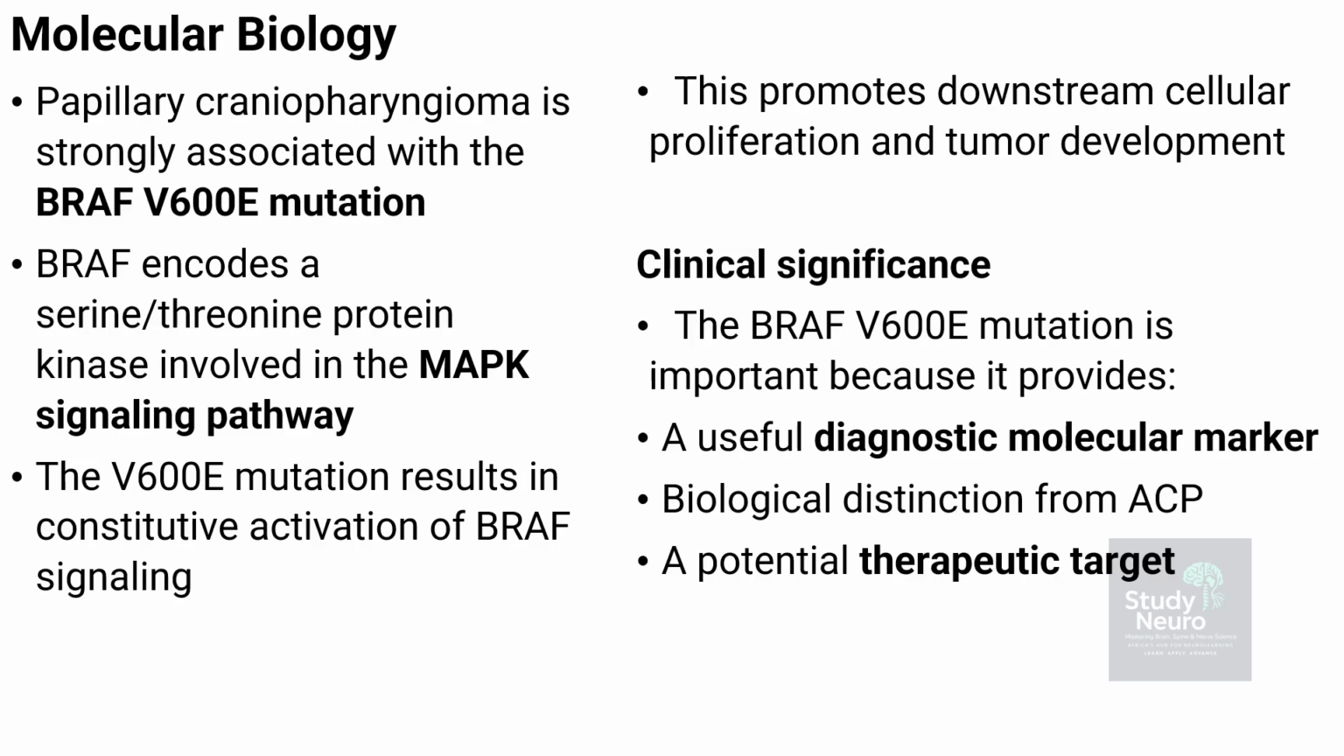This mutation has practical clinical value because it can support the diagnosis and clearly separates papillary craniopharyngioma biologically from adamantinomatous craniopharyngioma. More importantly, it provides a potential target for treatment with drugs that inhibit the BRAF and mitogen-activated protein kinase pathways. In simple terms, the BRAF proto-oncogene V600E mutation keeps the mitogen-activated protein kinase pathway active, promoting the development and growth of papillary craniopharyngioma.